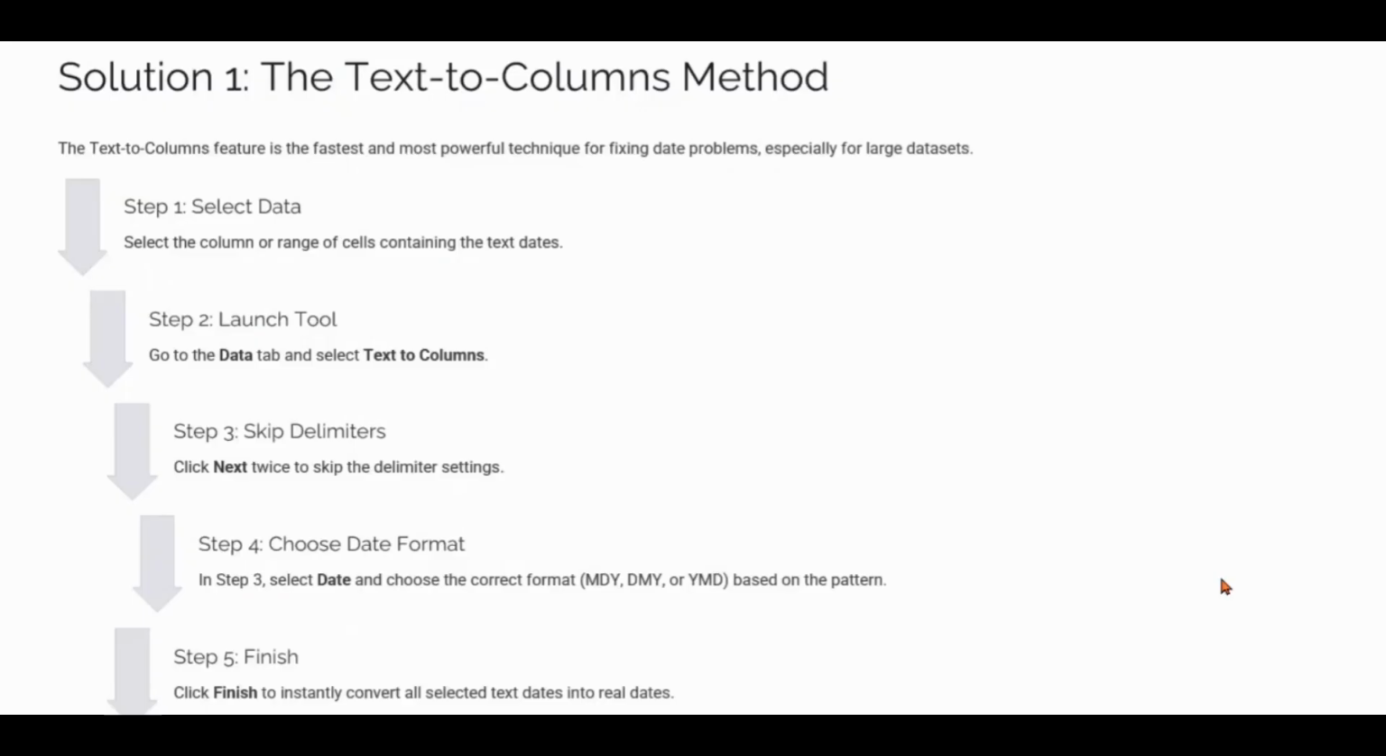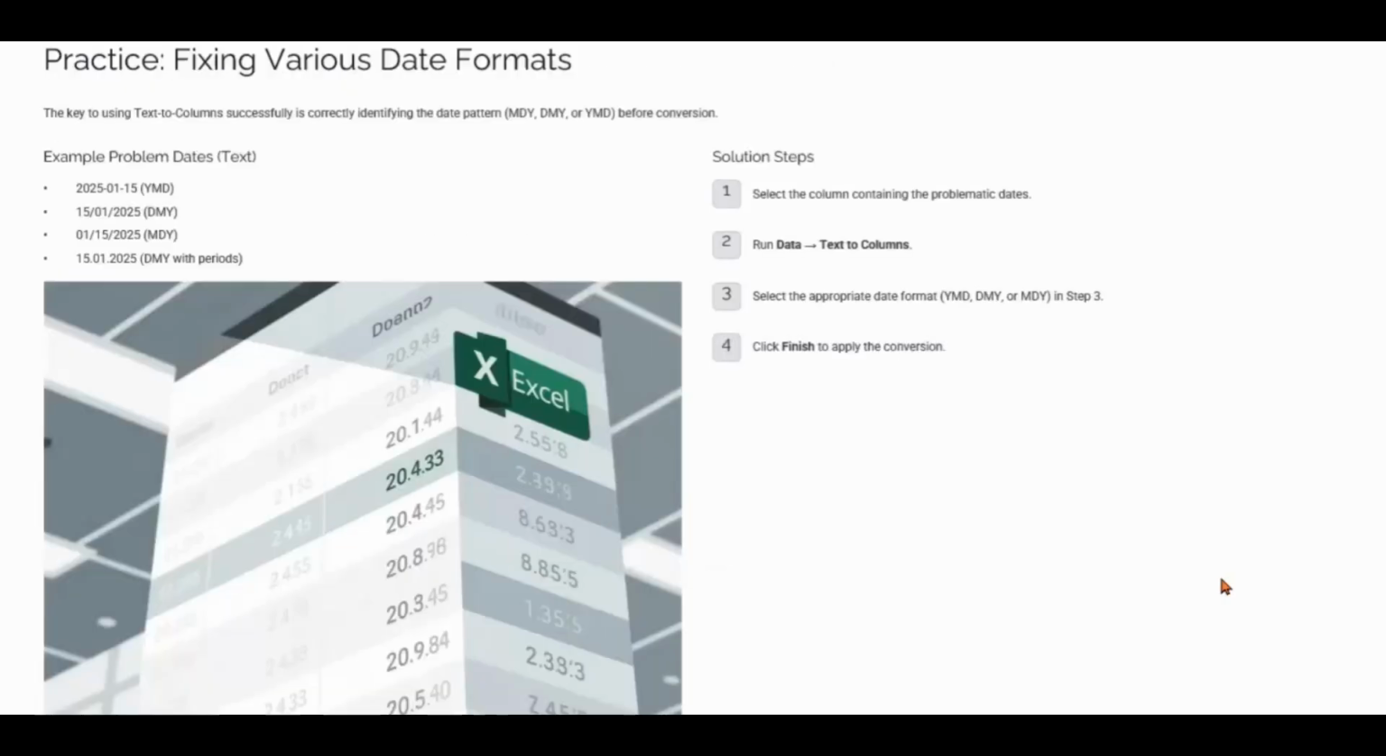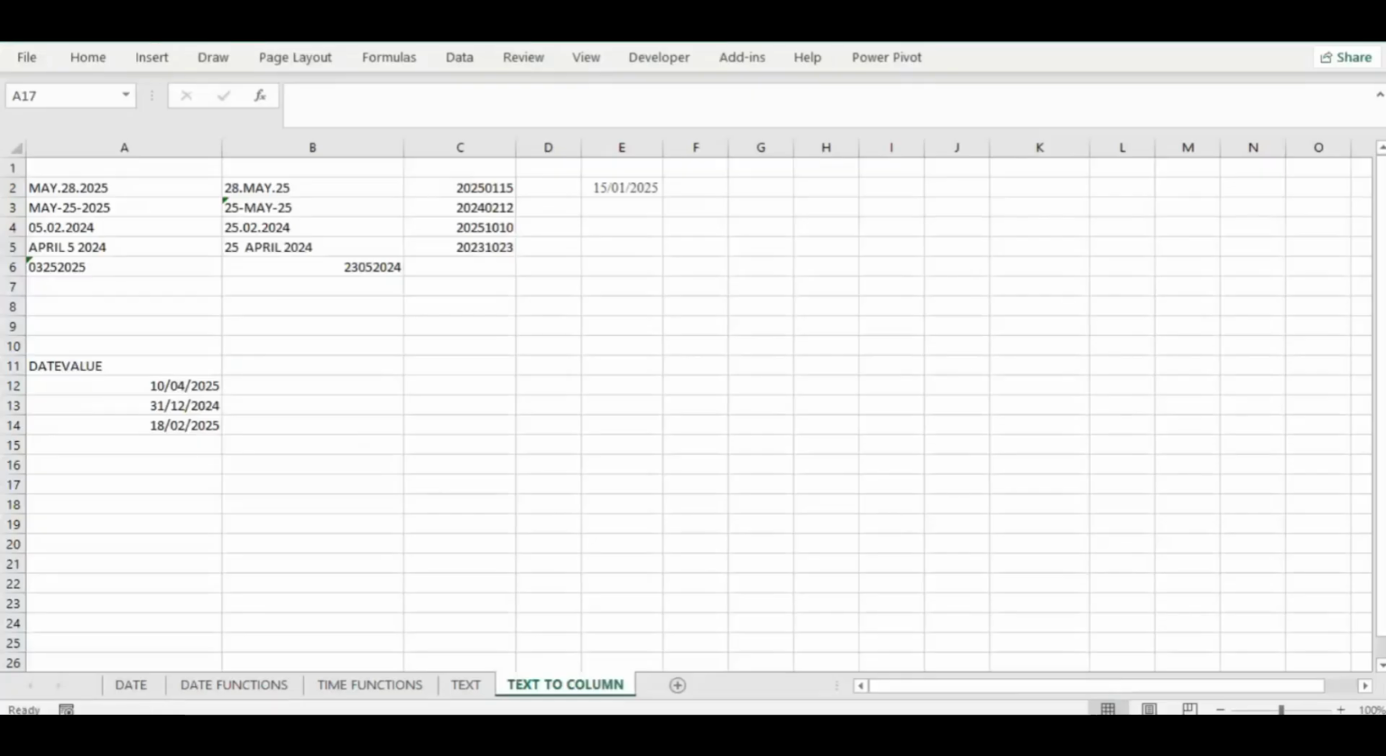Now, there are various tools. Number one, the most important tool that can help you solve about 90% of your problems with date is what is called text to column. Text to column can help you solve so many problems that have to do with your date. Let's quickly see how this can be helpful.